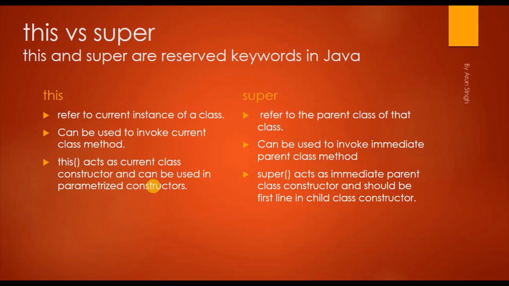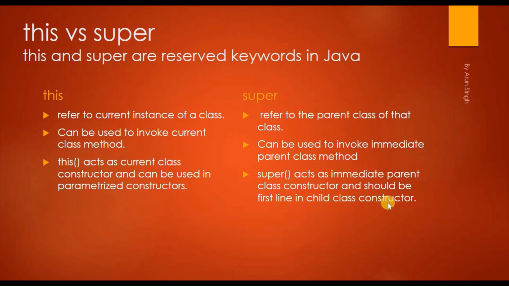This versus super. This and super are reserved keywords in Java, where this refers to the current instance of a class, while super refers to the parent class of that class. This can be used to invoke current class methods, while super can be used to invoke immediate parent class methods. This acts as a current class constructor and can be used in parameterized constructors, while super acts as an immediate parent class constructor and should be the first line in a child class constructor.